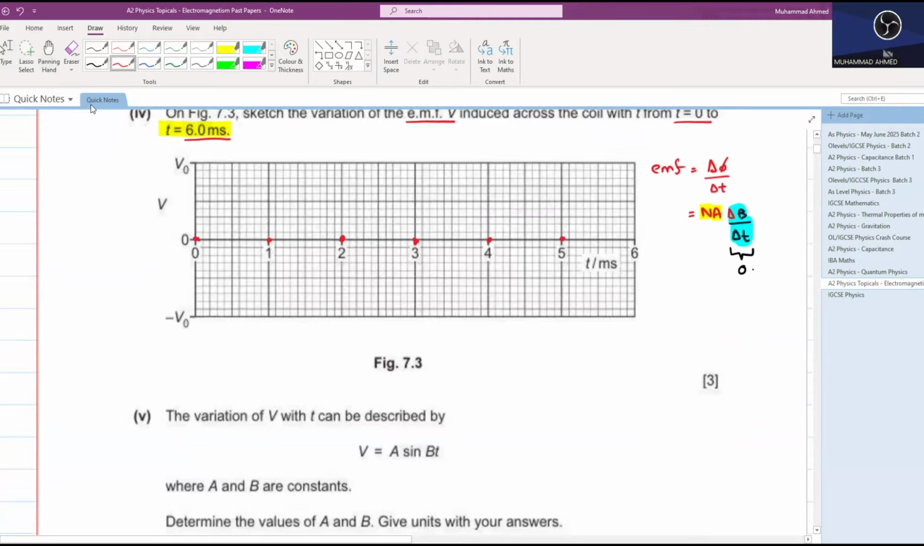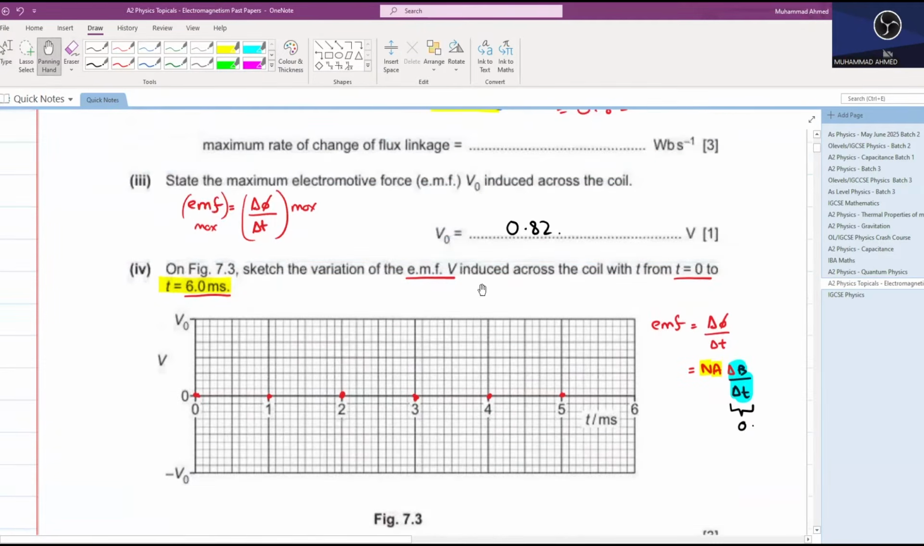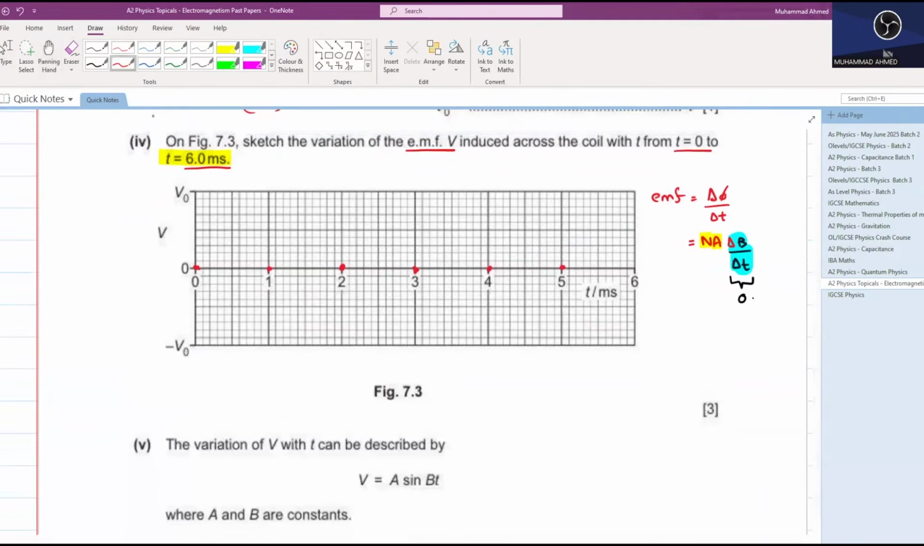What was your maximum induced EMF? 0.82. Okay, so let's locate 0.82. This will be somewhere your maximum induced EMF. I think the examiner has already told us that this point is your maximum EMF. So you will reach a maximum EMF in the middle, something like this. If you are good at maths, you will start to know which type of graph this is.